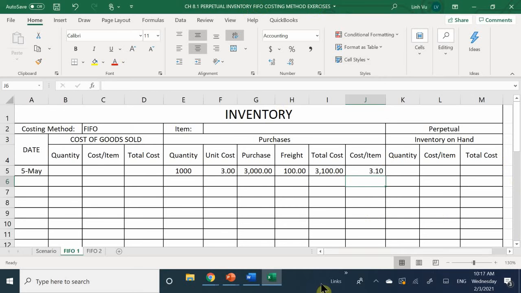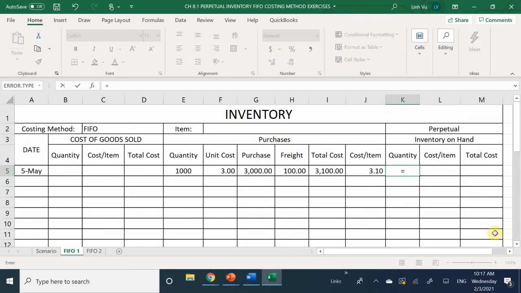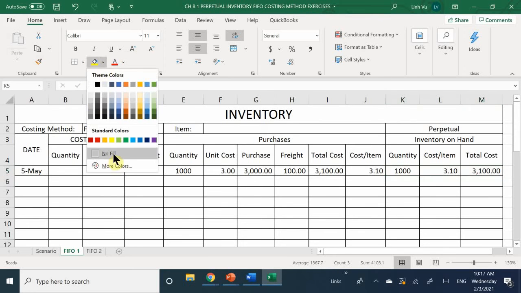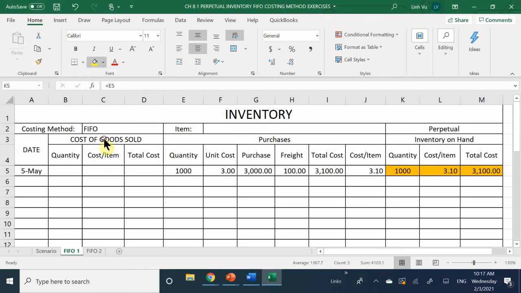$3.10. So this is where we can go ahead and move it right along over here. In this case, if it helps you, use colors. If it doesn't help you, then don't use colors. For now, because I am teaching you guys this, I'm going to go ahead and use colors. We'll make this orange for now, okay? There you go. So that's my first batch, okay?